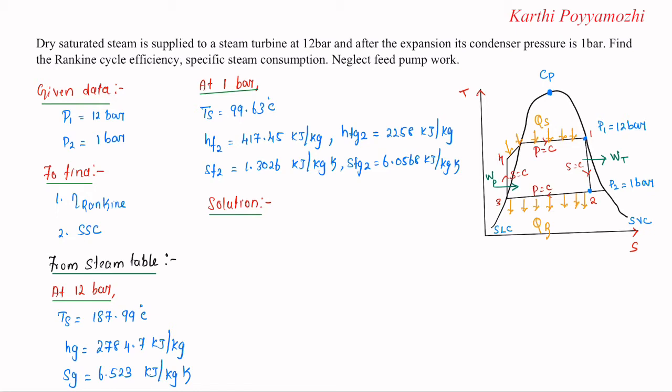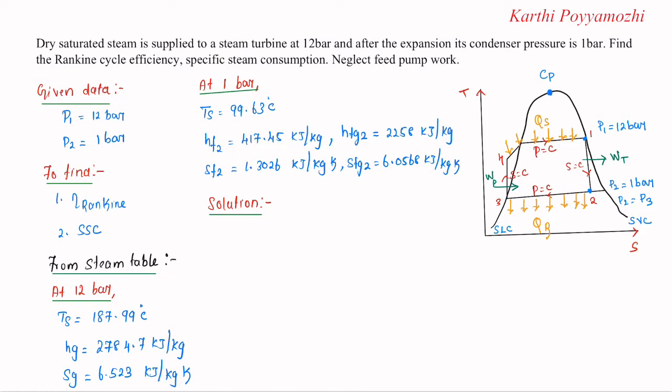You have to note that the pressure at point 2 and point 3 are equal since it is a constant pressure process. That is, the condensation process is taking place at constant pressure. Therefore, the pressure P2 will be equal to P3.